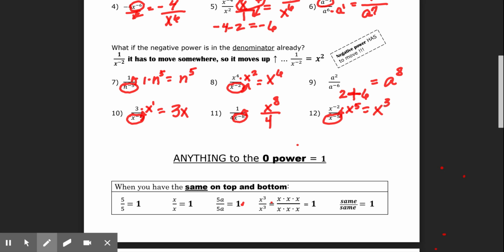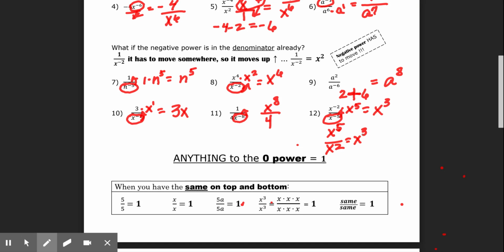Another way is you could flip both the numerator and denominator because they're both negative. If you did that, you would have x to the 5th over x squared. So when you flip their location, they just change from the negatives to the positive. And then you could subtract. 5 minus 2 is 3. Okay, so you get x to the 3rd power.